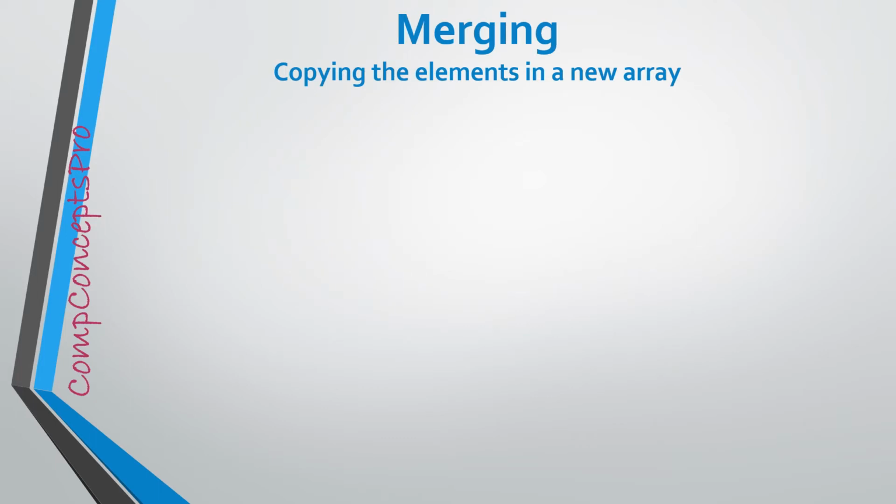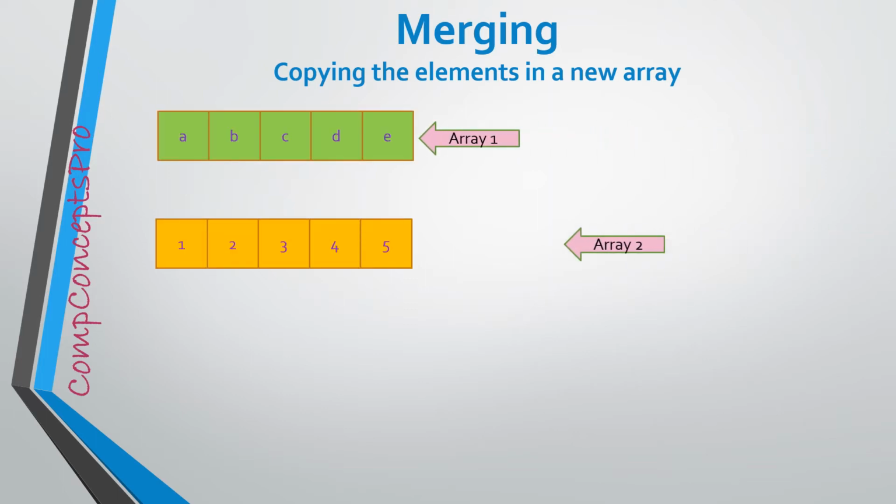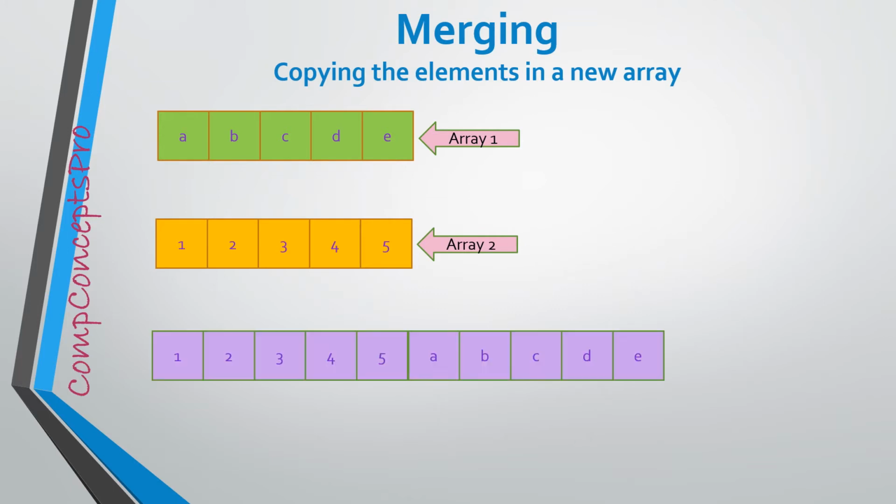In the second method, we will copy the elements of both the arrays into a third array. So this is array 1, array 2. Now we'll copy the elements from both the arrays into a third array. So array 3 will look like this.